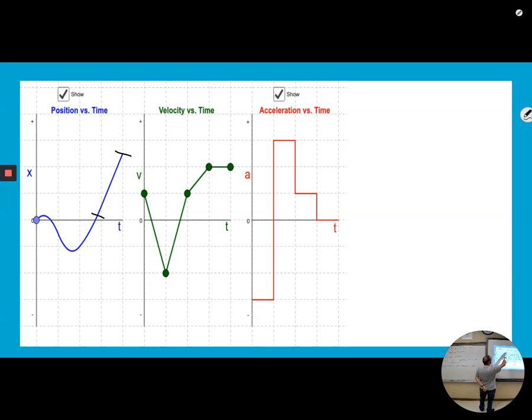If it is a line with any kind of positive or negative slope, then it means that it is moving at a constant velocity. If you have a portion where you've got a curve, like this portion right here, from here through here, what's happening is that it is changing velocity. So here we have acceleration going on.